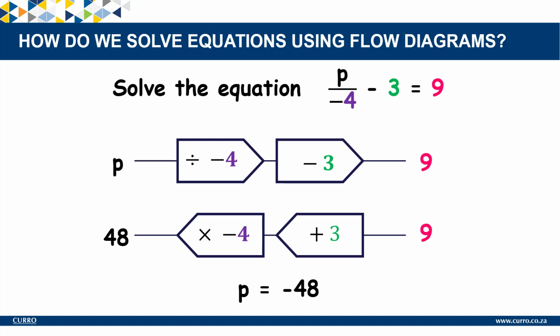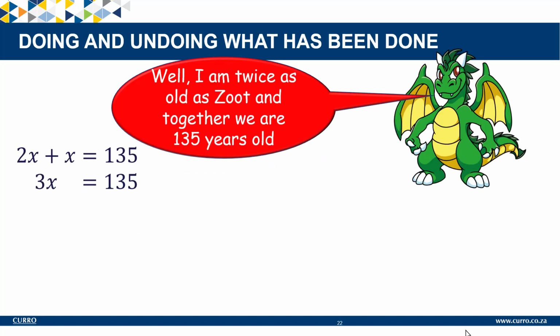Let's check our answer. Negative 48 divided by negative 4 gives me a positive 12. And then if we subtract 3, we get 9. Yippee, we solved p. Let us look at the h problem again.